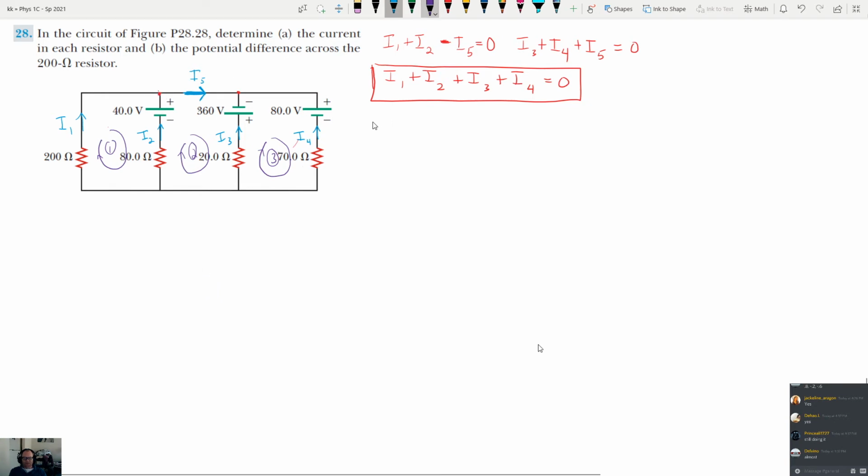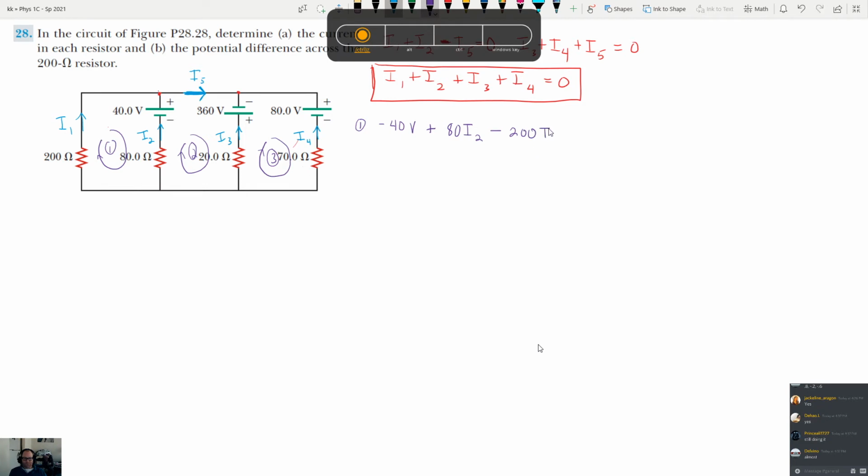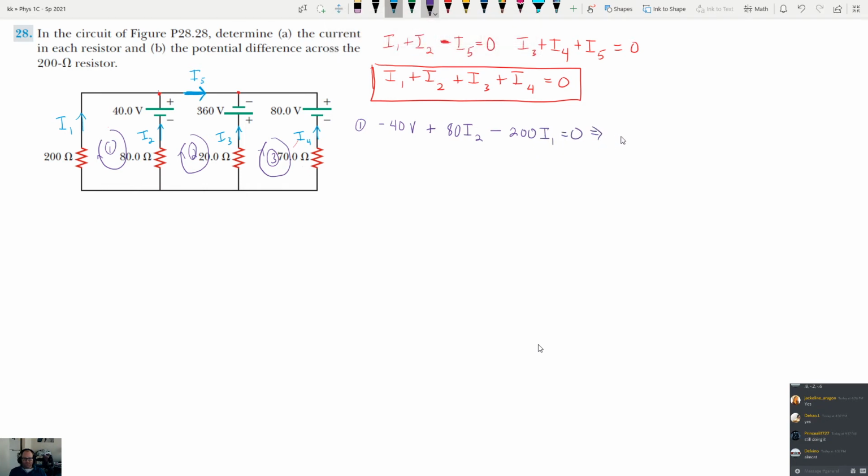I'll start at this point right here for loop one, going from positive to negative. That's negative 40. We're going against the current, upstream, uphill, so positive 80 I2. Same direction as the current, negative 200 I1. We can rearrange this so that we get negative 200 I1 plus 80 I2 plus 0 I3 plus 0 I4 equals positive 40. Does that one look okay to everyone? Speak up if you see a problem.